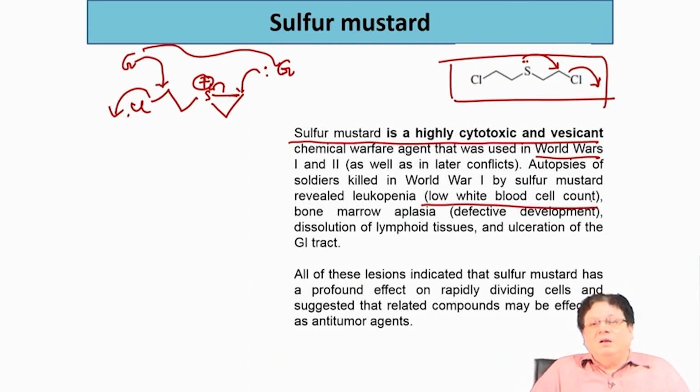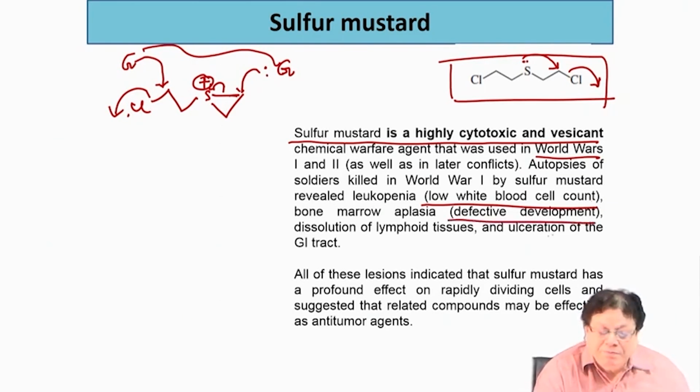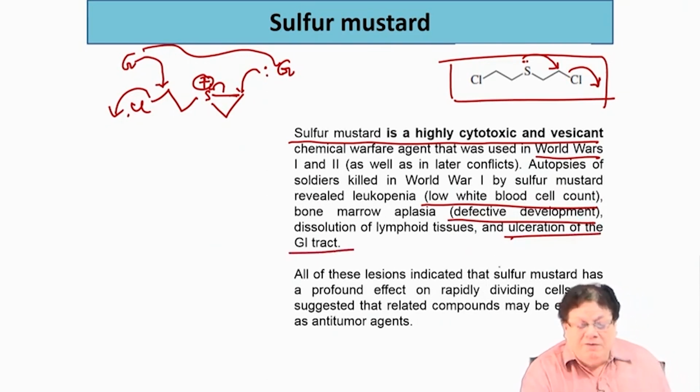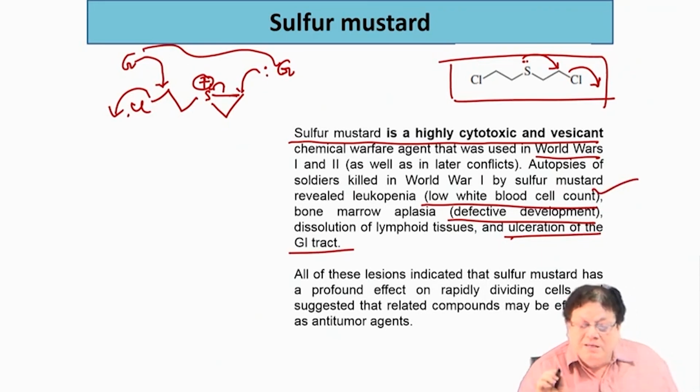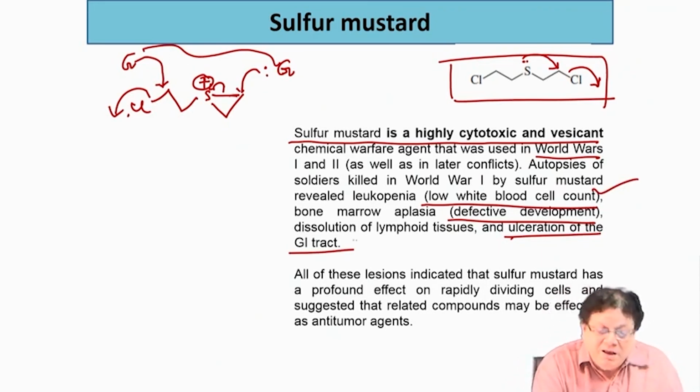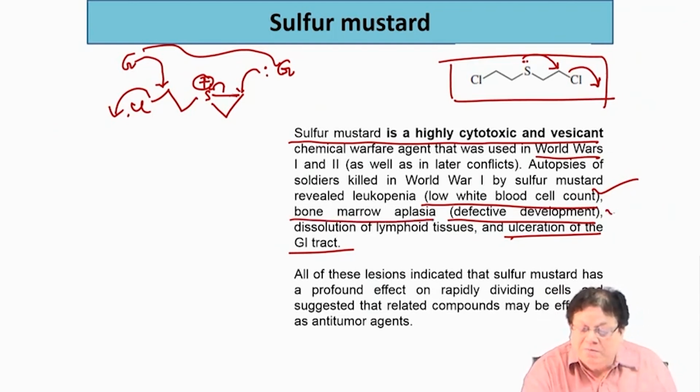Okay. And why? Leukopenia is a low white blood cell count, and with bone marrow aplasia, defective development. Okay. And ulceration, so a lot of biological effects. Again I repeat, it is a low white blood cell count, that is sulfur mustard, and then bone marrow aplasia, which means defective development.